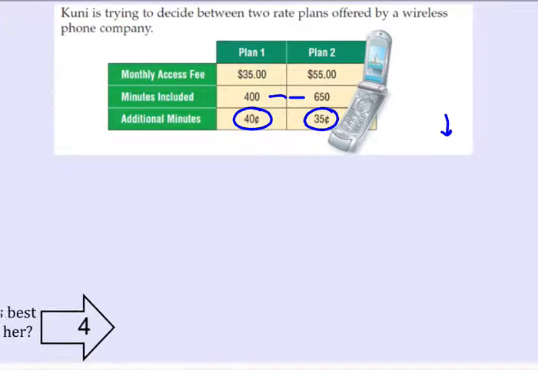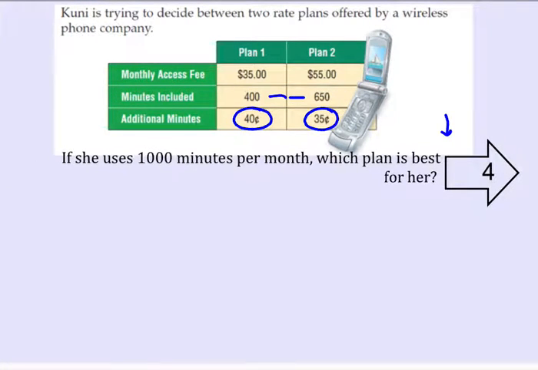Okay. Now we got to do a little work. If she uses 1,000 minutes per month, which plan is best for her? Well, figuring out Plan 1, if we use 1,000 minutes, it's going to be $35 to begin with, plus, well, 400 minutes are included in the plan. The extra 600 minutes that she's going to use are 40 cents a piece, so it's going to be 600 times 0.40, or just 0.4.